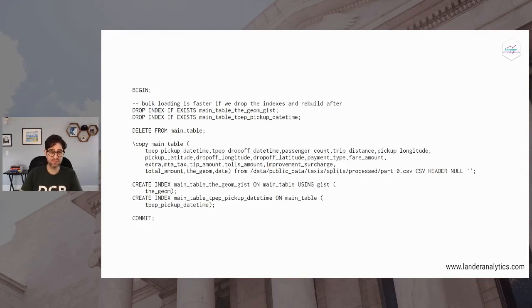First, we drop the indexes because it'll be quicker to delete and bulk load into the database without indexes. We delete all the rows in the current table that we care about because we're just doing a delete and replace. And then we \copy into that table from our CSV, and we tell the program that it is a CSV with a header row and blanks to be treated as nulls.